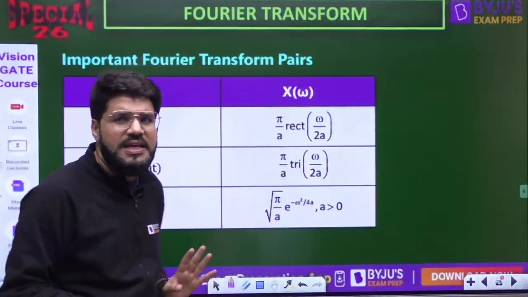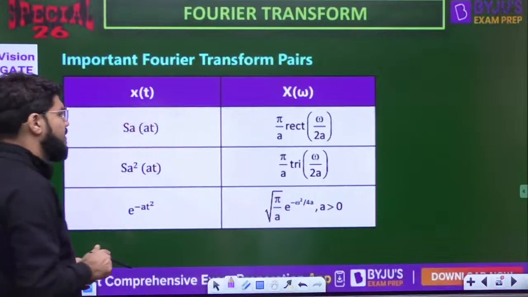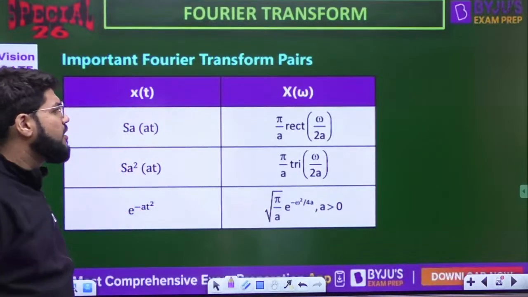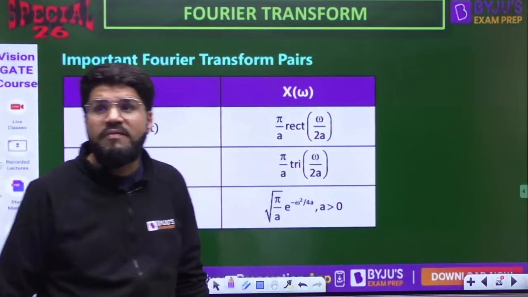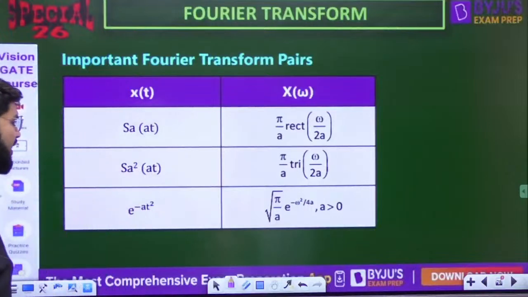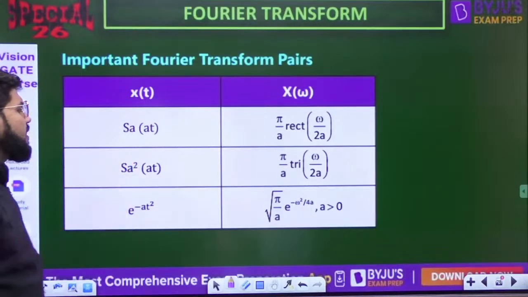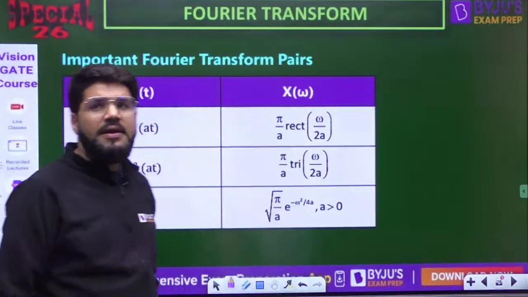We can do it within a second by duality, but write down the final result right now. Sampling 80, Fourier transform pi by a rect omega by 2a. Very, very important. Sampling square 80, Fourier transform pi by a tri omega by 2a.